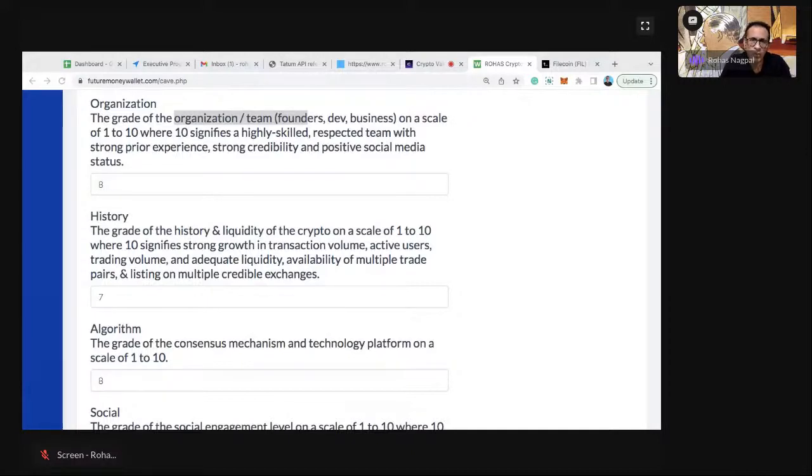So what we try to do here is we go to LinkedIn and other places and try to find out information. Who are the people running this project? How respected are they? So we look at things like their skill, the respect that they have, what kind of prior experience they have in this field, how much credibility they have, and what kind of positive social media status they have. Now, obviously, this is going to be completely subjective. You have to give your own guess here, what you think makes sense. So let's say in this case, we've given it 8 out of 10. So you are going to do this ranking minimum 1, maximum 10.